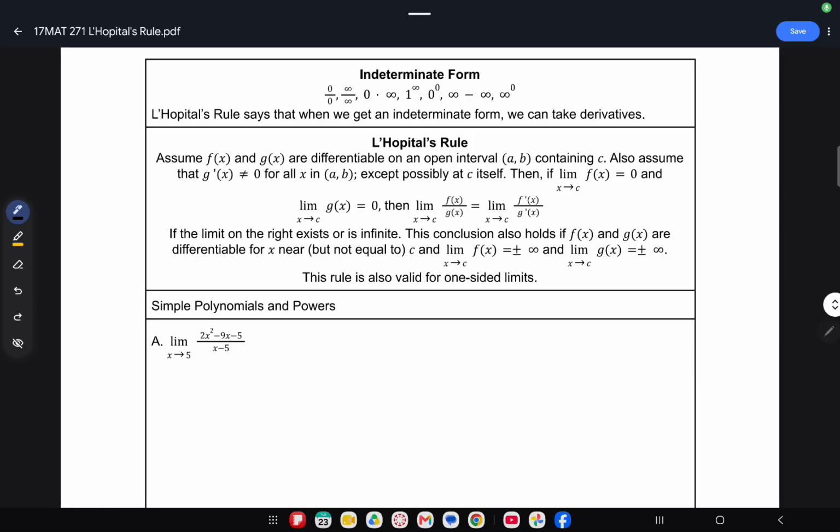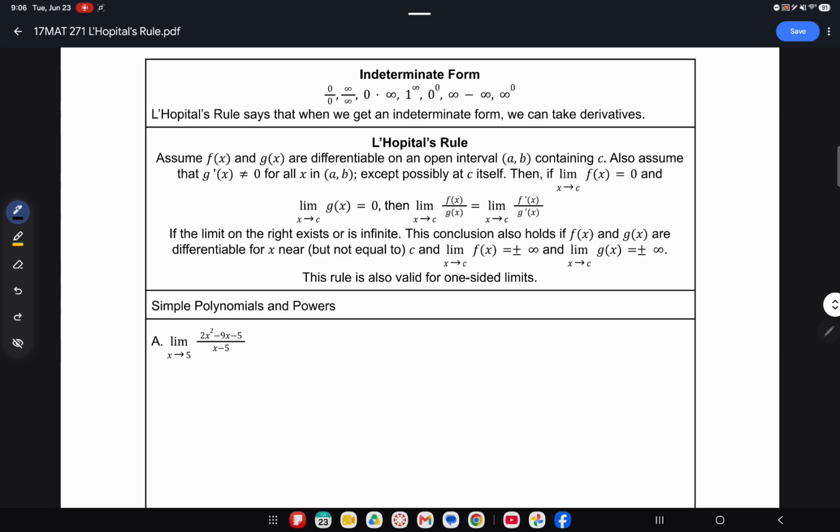All right, we're going to look at L'Hopital's rule now. So we don't put these limits in with the other limits because we don't know derivatives yet, because L'Hopital's uses derivatives. So when we are trying to evaluate limits, we try direct substitution first, right?